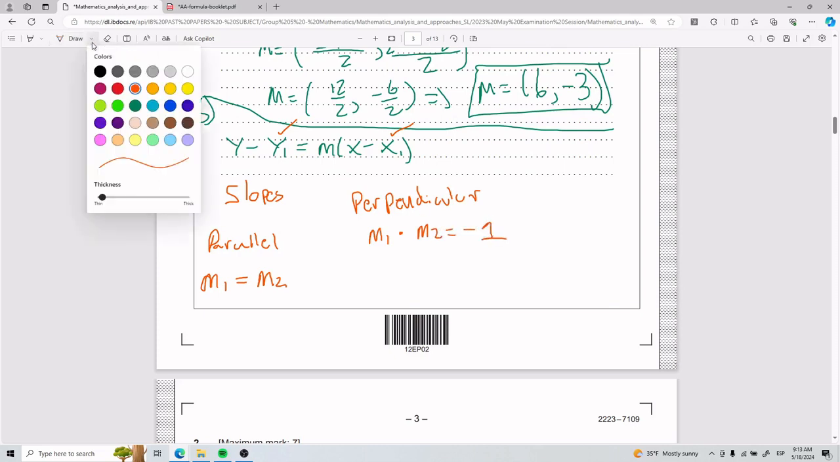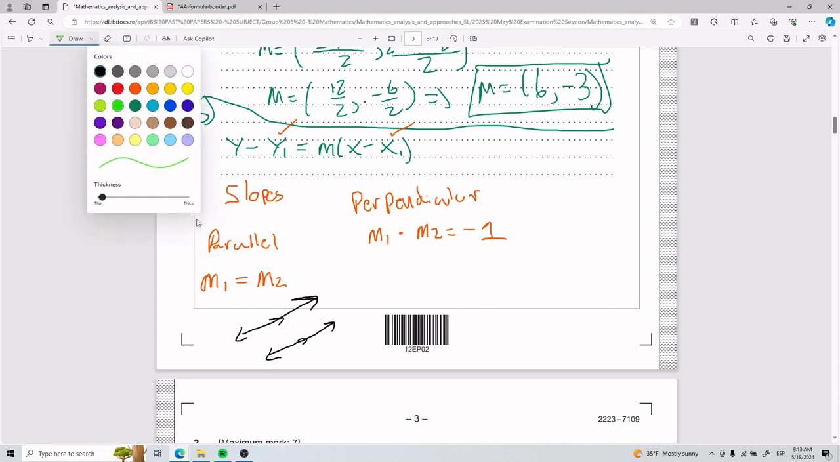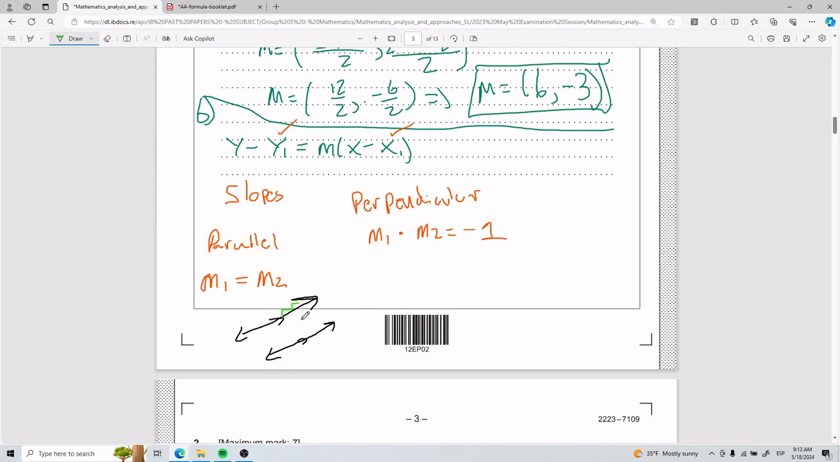Now, how does it look visually? Parallel lines look something like this, okay? So they travel on forever and they never touch each other because they have the same slope, because they are always growing at the same rate, and so they will never touch each other. If they were growing slightly at a different rate, eventually they would touch each other, okay? But in this case, parallel lines have the exact same slope.